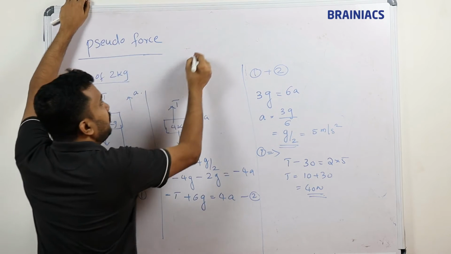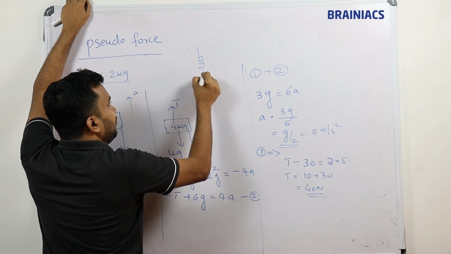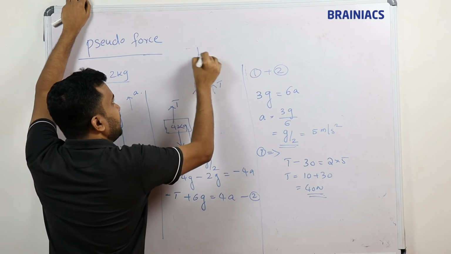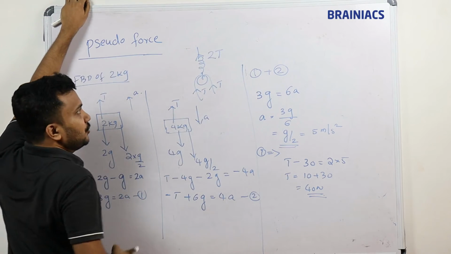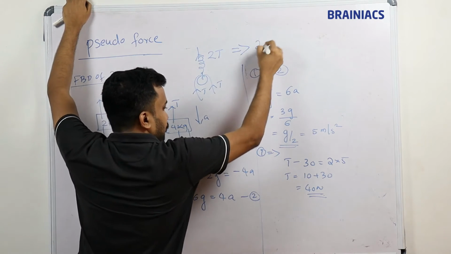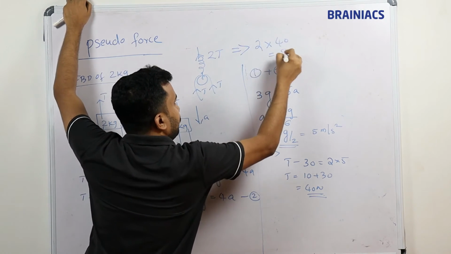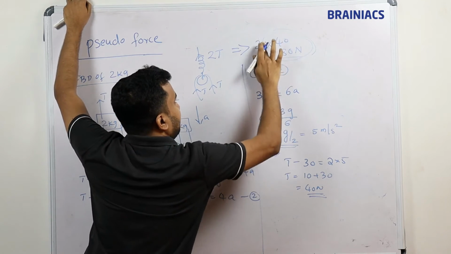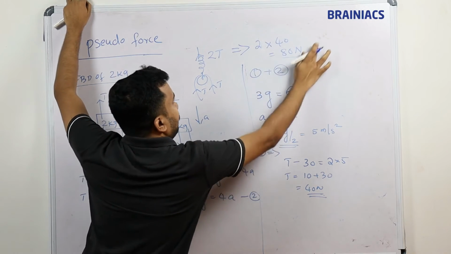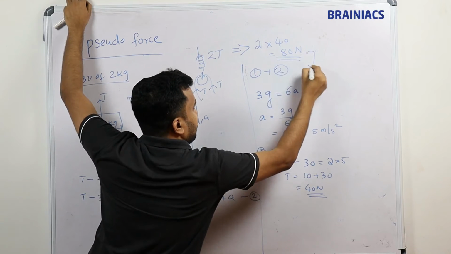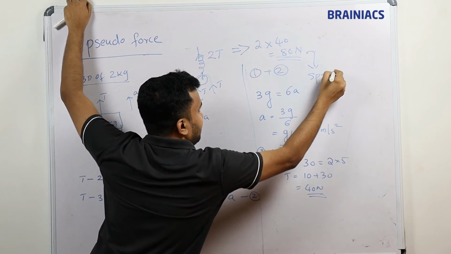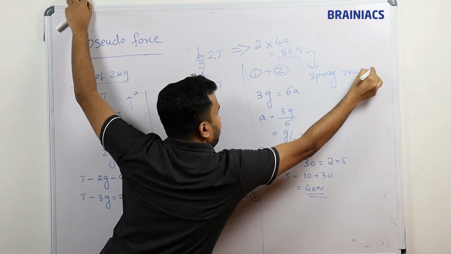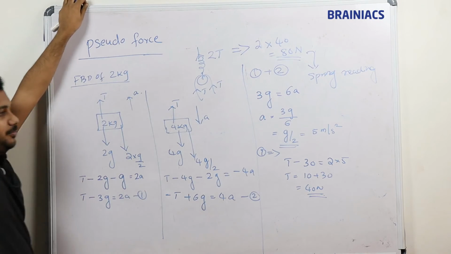Okay, but what we need to find out: we have strings, and we have a pulley and a connector line. This is T and this is T. So what is coming here is called 2T. So 2T is our answer. So 2 into 40 is equal to 80 Newton. This is our answer. Sorry. So 80 is our answer for the spring reading. This is actually the spring reading.